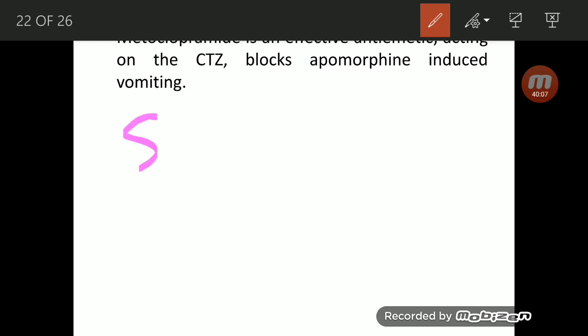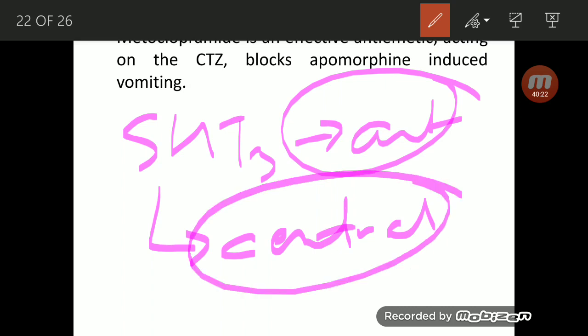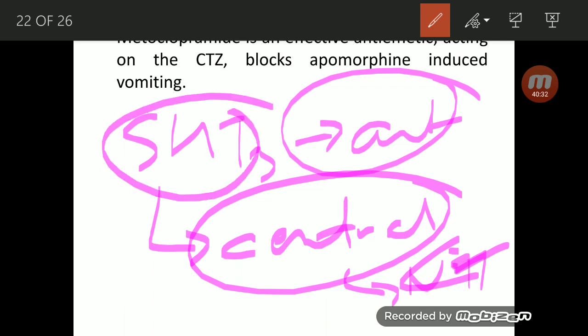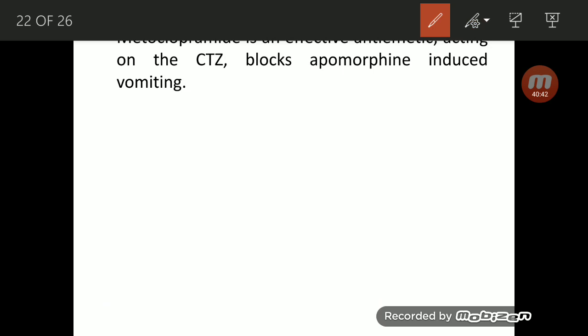Third is 5-HT3 antagonism. In the case of 5-HT3 antagonism, this is generally a central action. Okay, so it goes and stops the signal in your CTZ and your STN, which acts through your 5-HT3 receptors.